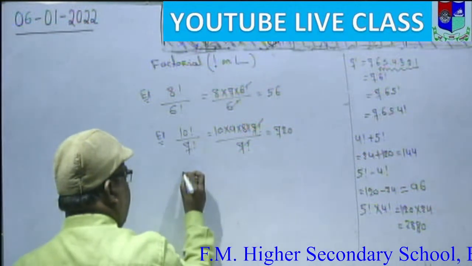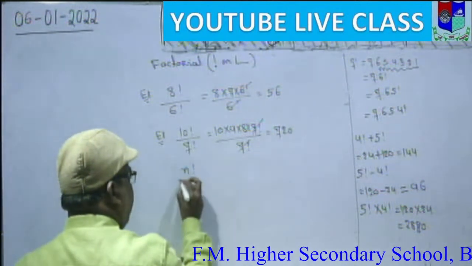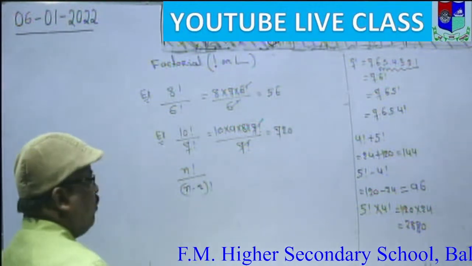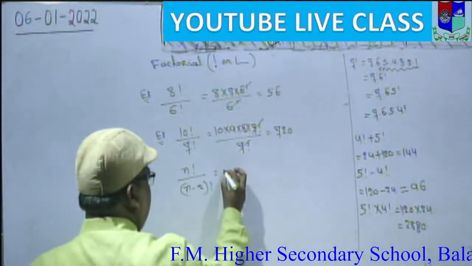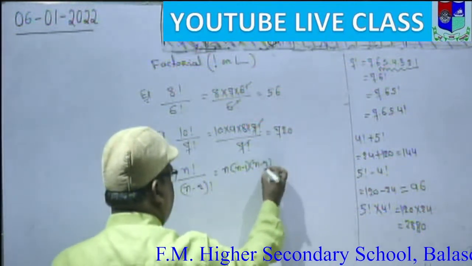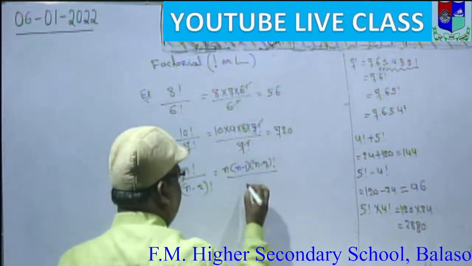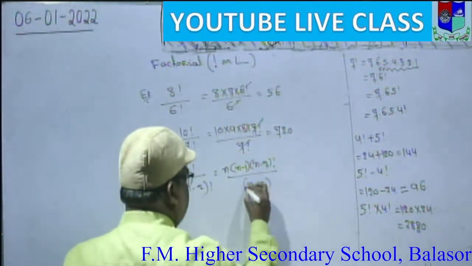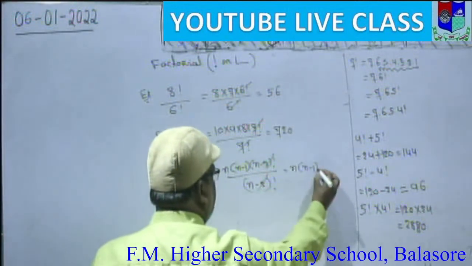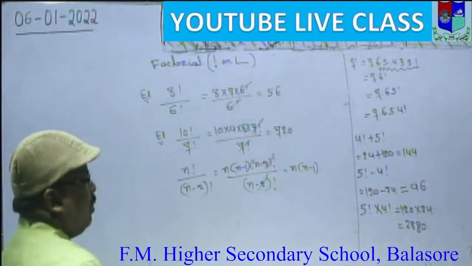If we divide n factorial by n minus 2 factorial, how can we divide this? n is reduced up to n minus 2 serially, gradually. So it is n minus 2 factorial. We find n into n minus 1.